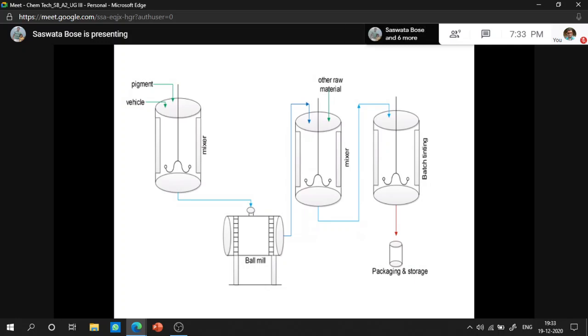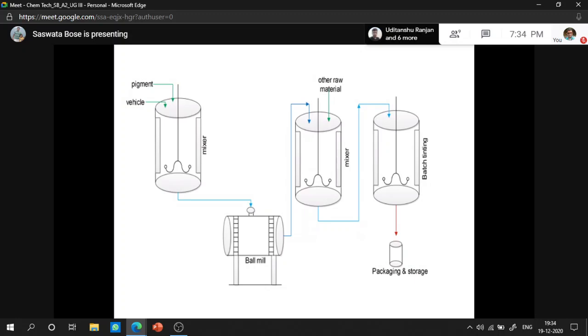How it is done is shown in the steps. First, the process of pigment dispersion essentially consists of three processes. First is dispersion, second is wetting, and third is stabilization of pigments along with extenders in the vehicle. Once it is done, you have a stable system of the pigments in the vehicle.